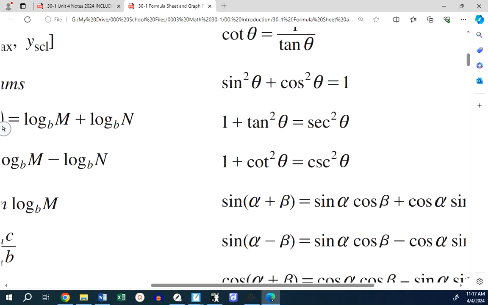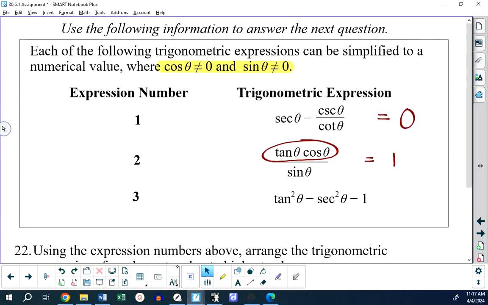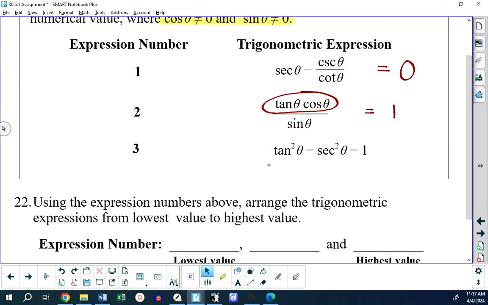Is secant squared of theta in expression 3? Okay, well, if secant squared of theta is equal to 1 plus tan squared theta, why don't we just make that substitution here? What did I say secant squared of theta was? 1 plus tan squared. Okay, so I put 1 plus tan squared of theta.